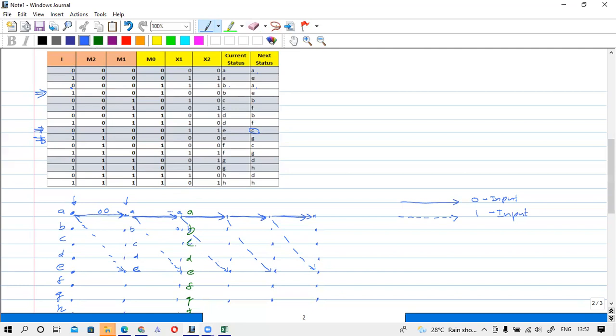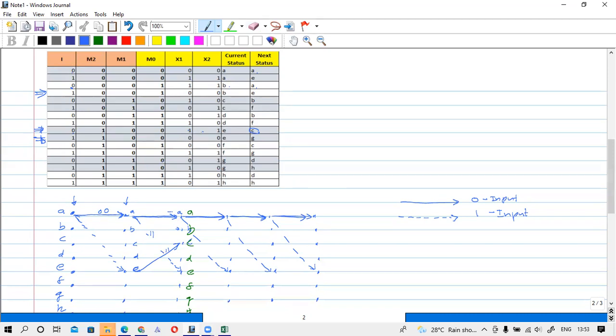So you can see that it will move from E to C. That means if the input is zero, it will move to here. So what is the output at that time? 1, 1. So the output is 1, 1. I have forgotten to draw the output, so I put the output here. When we move from A to E, the output will be 1, 1. So here the output is 1, 1, and here the output should not be 1, 1.